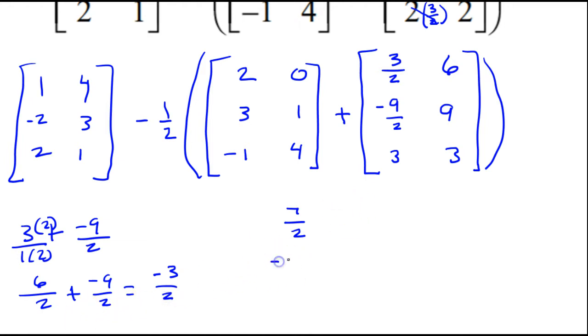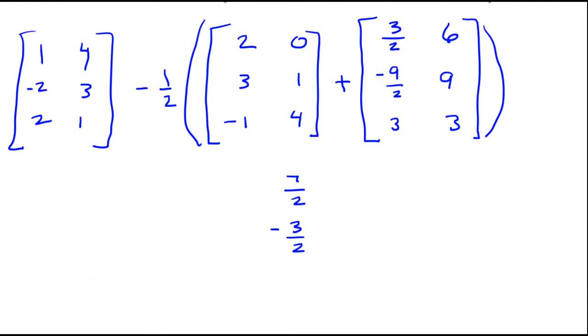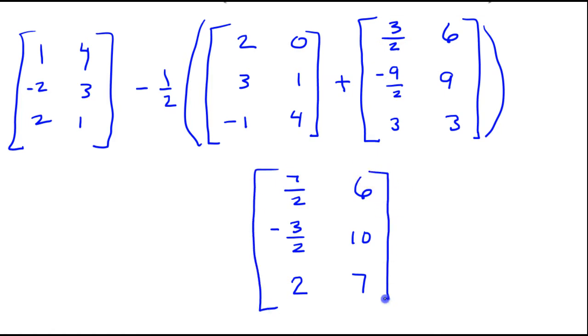Okay, so next I have negative 3 over 2. Next I have negative 1 plus 3, so that's just 2. 0 plus 6 is 6. 1 plus 9 is 10. 4 plus 3 is 7. All right, so this is what I have on the inside.